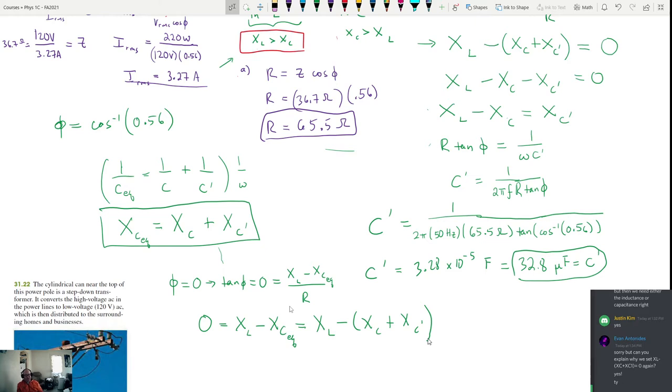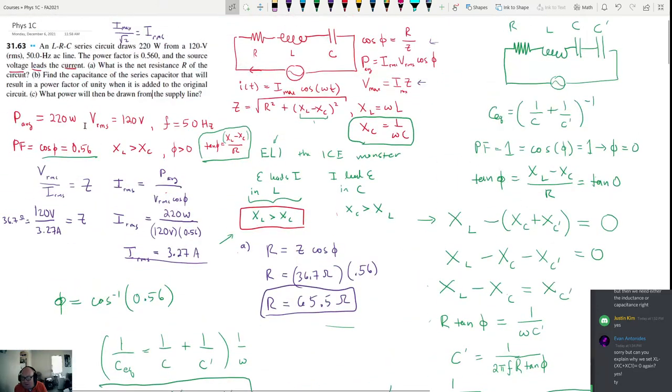We're not done yet. There is another question it asks. We'll answer that one too. The final question is, what power will then be drawn from the supply line? Now, the thing that's going to happen is before we had an RMS current of 3.27 amps, but if you look at the way that we calculated that right here, that also involved a power factor. The power factor is now going to be 1.